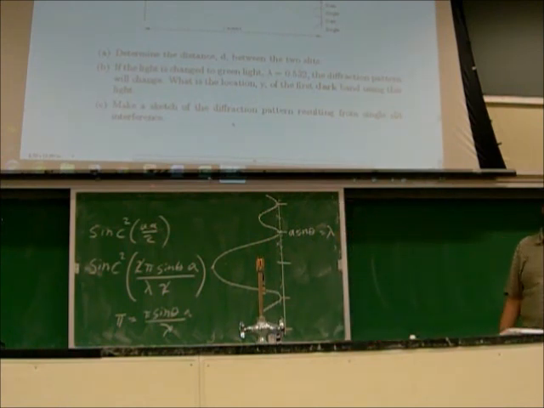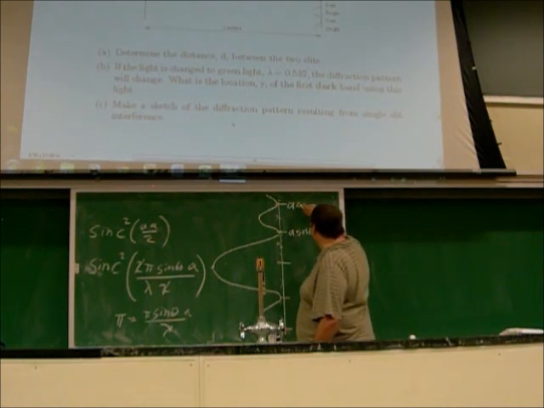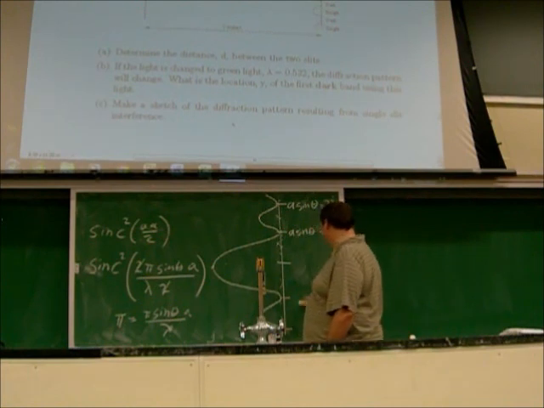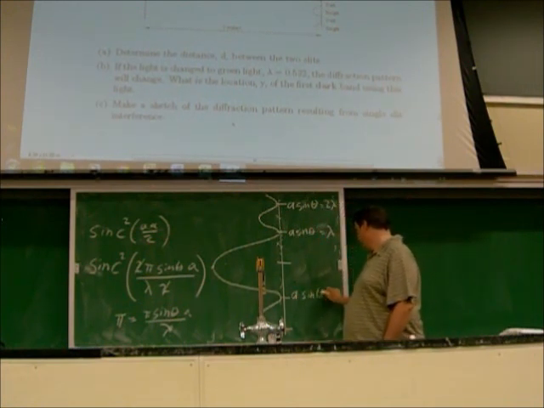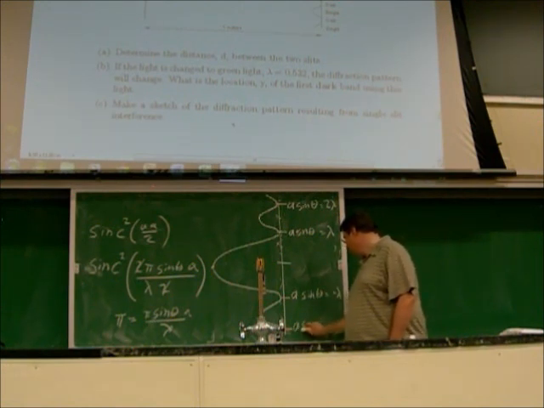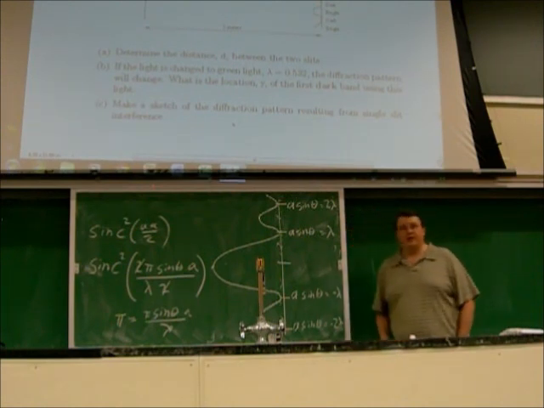Where's the second 0 of the sine function? 2 pi. So set 2 pi on the left, and this one is at A sine theta equals 2 lambda. Where do you think this one is? Negative lambda. Etc.